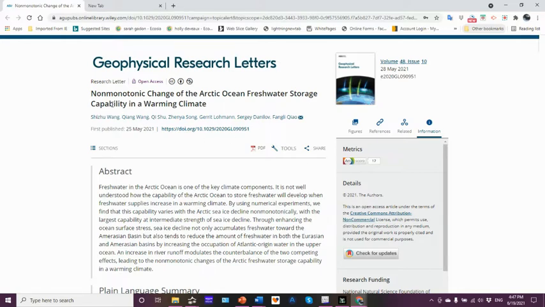Okay, let's look at this here. Non-monotonic change of the Arctic Ocean freshwater storage capability in a warming climate. Now, before we go any further, we need to define what is meant by monotonic and therefore non-monotonic. That's basically a reference to mathematical functions.